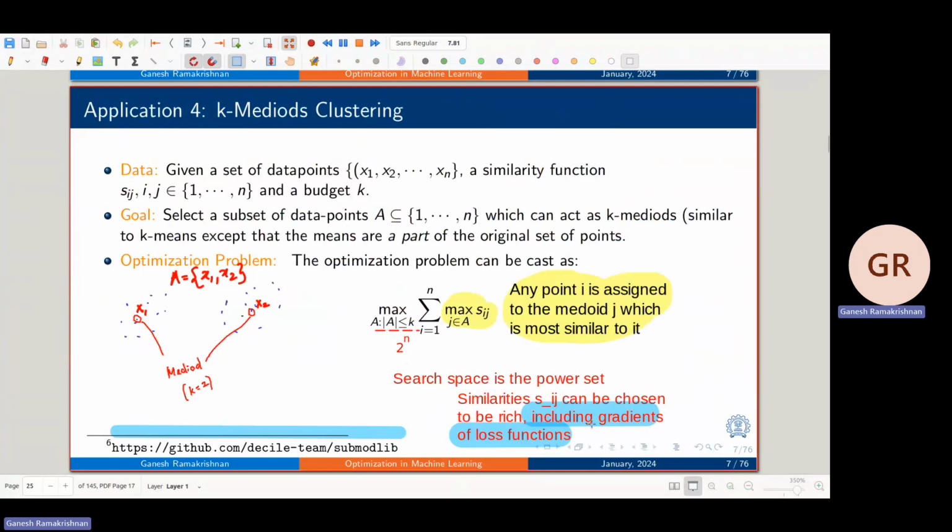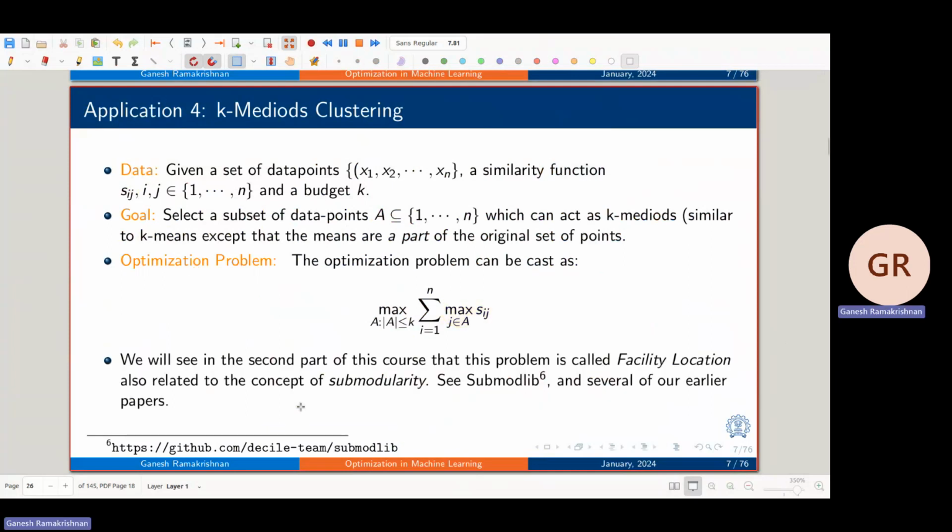Under the similarity measure, the similarity itself could be rich. The space of similarities could be rich, including gradients of loss functions, similarities based on gradients, dot products between gradients. So it can be a part of a larger scheme. Yeah. So this facility location, I said, is related to submodularity. This is a monotone submodular function.